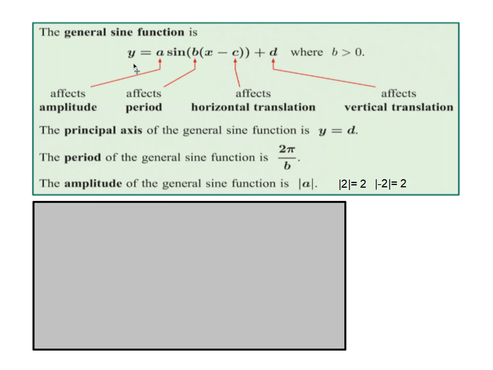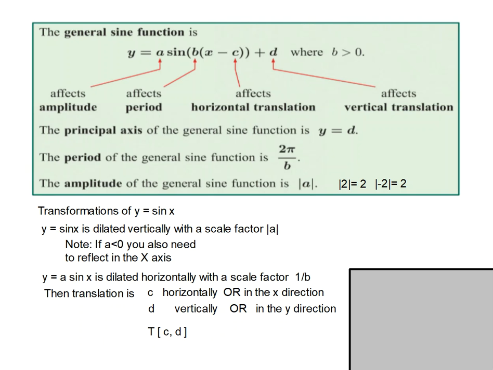So if we want to generalize for the general sine function, this number we said affects the amplitude. And if we're transforming the dilation, this number affects the period, and the period is 2 pi divided by b. This number affects the horizontal translation. This one affects the vertical translation, and there's also the equation of the principal axis, y equals d. And the amplitude, as we said, is the absolute value of A. Remember, the absolute value just means the magnitude of. So the absolute value of 2 is 2, the absolute value of -2 is 2.